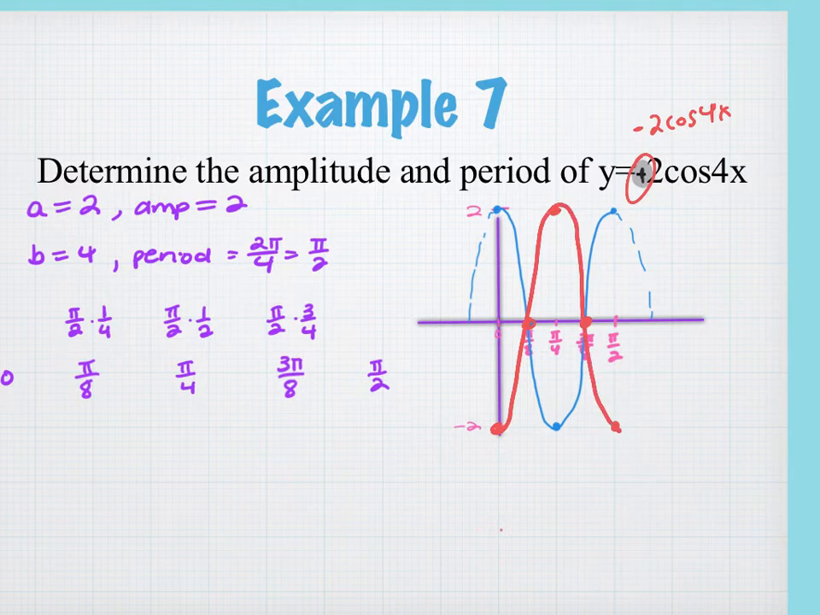So if it was a negative 2 cosine 4x, then it would look like that. Same thing for sine. Instead of starting at 0 and then going up, sine would start at 0 and then go down. So just keep that in mind. The negative flips them upside down.